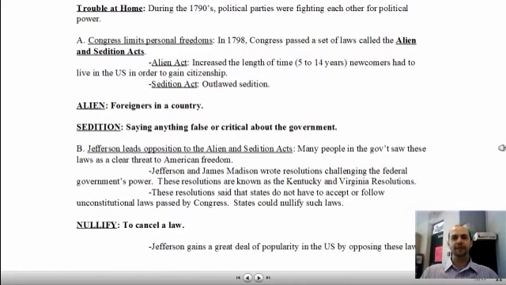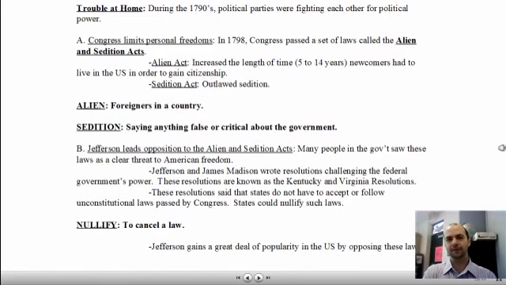In 1798, Congress passed a set of laws called the Alien and Sedition Acts. The two parts are the Alien Act, which increased the length of time newcomers had to live in the United States in order to gain citizenship. It increased it from 5 years to 14 years. And then the Sedition Act outlawed sedition. Those two laws, what they did was they limited the power of individuals.